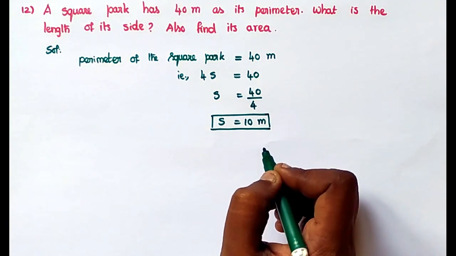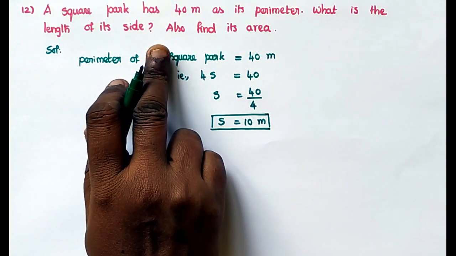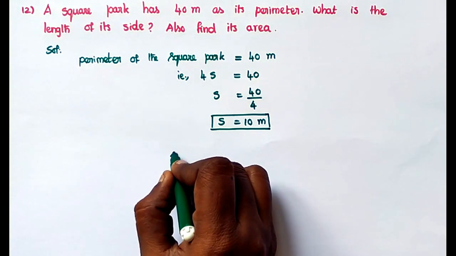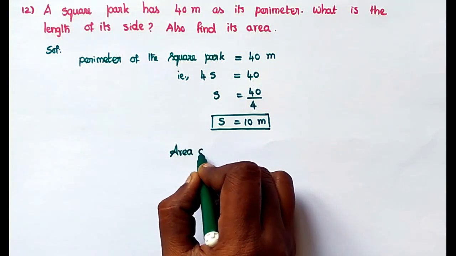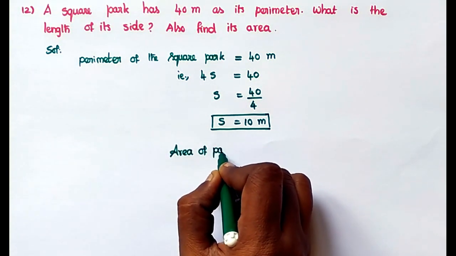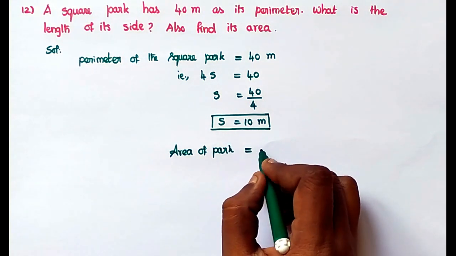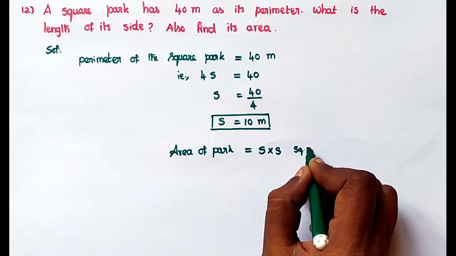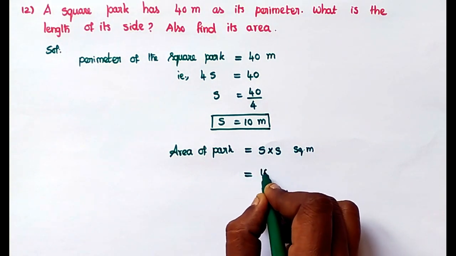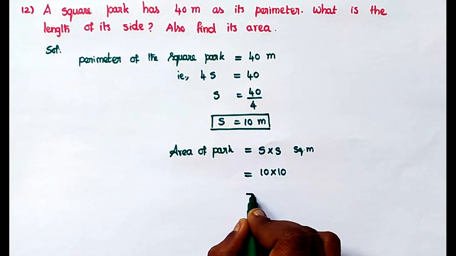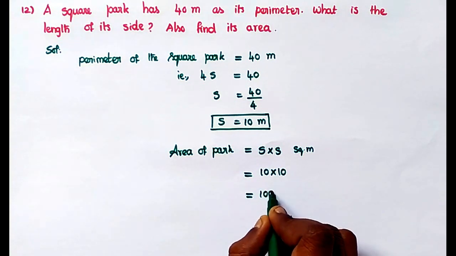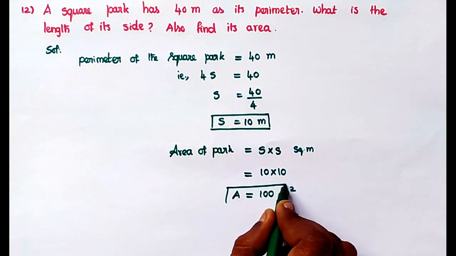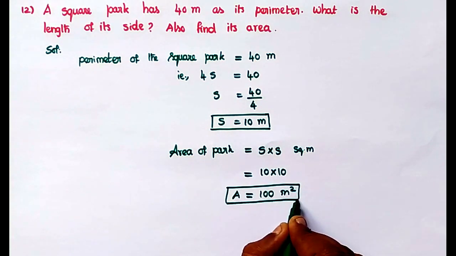We found that side, and then they also ask its area. So area of park is equal to s into s square meter, that is 10 into 10 equal to 100 meter square. That is the area. That is the answer.